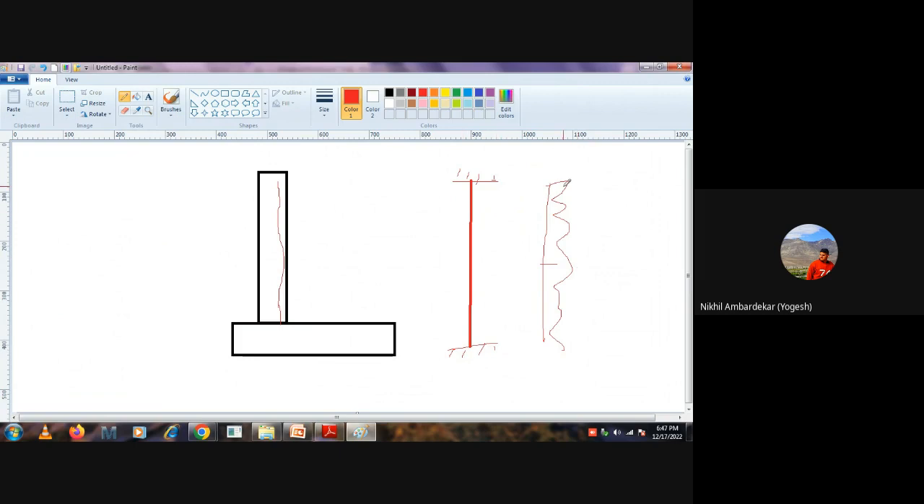Okay, so if I try to draw the bending moment, then what will happen? The maximum bending moment will be at the support. Correct. So the bending moment diagram will be like this. Oops, not like this.